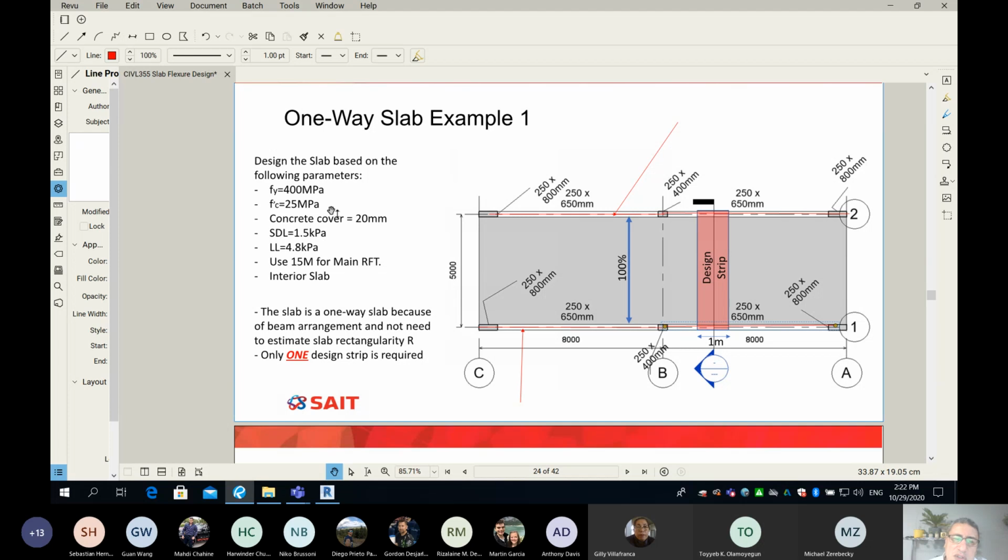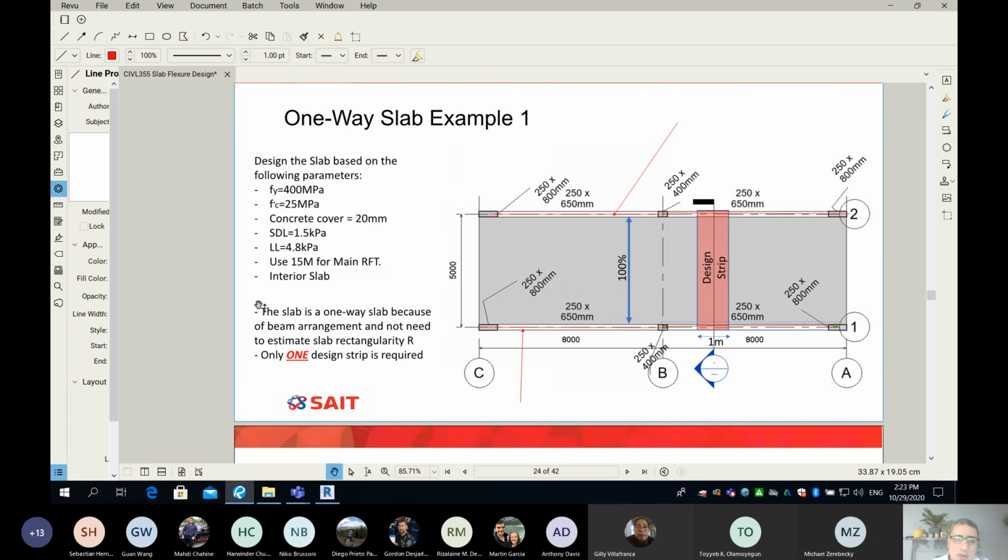Rebar is 400. My concrete compressive strength is 25 MPa. Concrete cover for the slab: remember, this is a slab design, so this doesn't work for beams. Beams minimum is 30 millimeters, but for slabs, cover is sometimes 20 mm. We have SDL, superimposed dead load on the slab, 1.5 kPa, and that includes partition, mechanical, electrical, anything that hangs from the slab. And 4.8 is the live load requirement. When we design this slab at the end, I need to use 15M for slab reinforcement, and the slab is an interior slab.